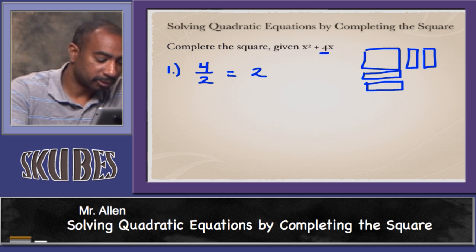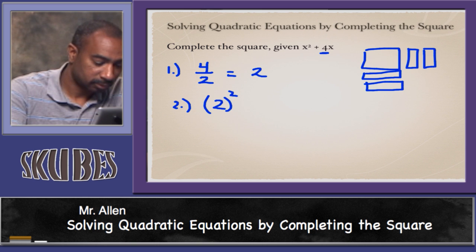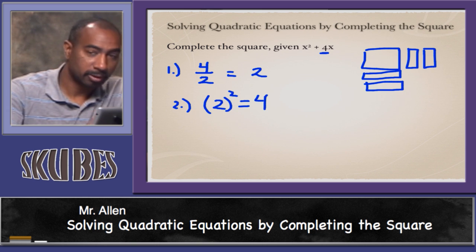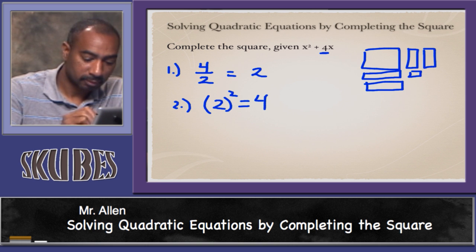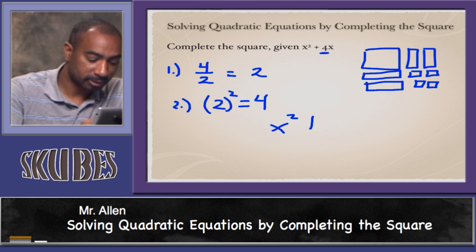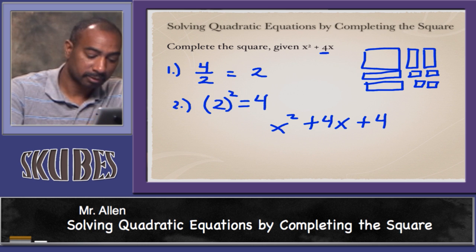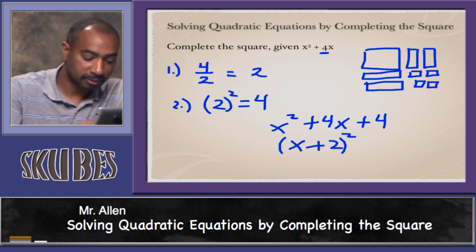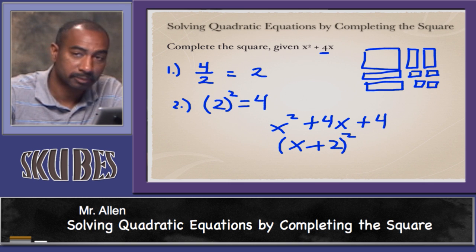And the second step is that you're going to square the result. That gives us 4. That means you need 4 1's to add to this. That tells us you need 4 1's to complete the square. x squared plus 4x plus 4 is a complete square. Or you can write it like this, x plus 2 squared, since that equals x squared plus 4x plus 4.